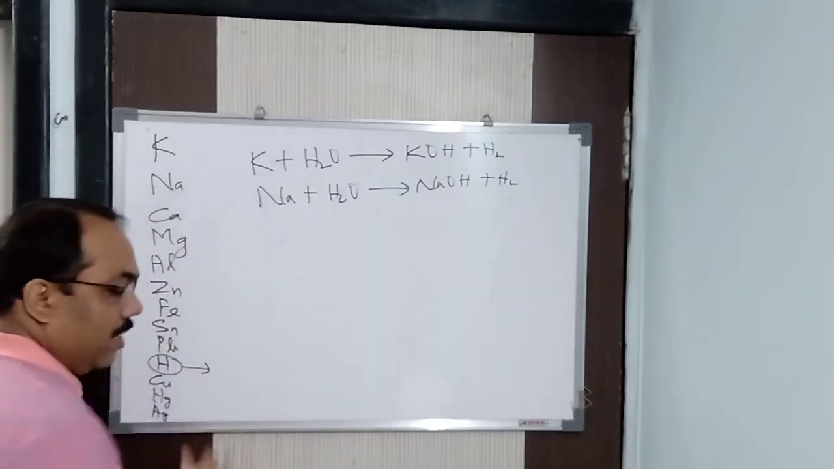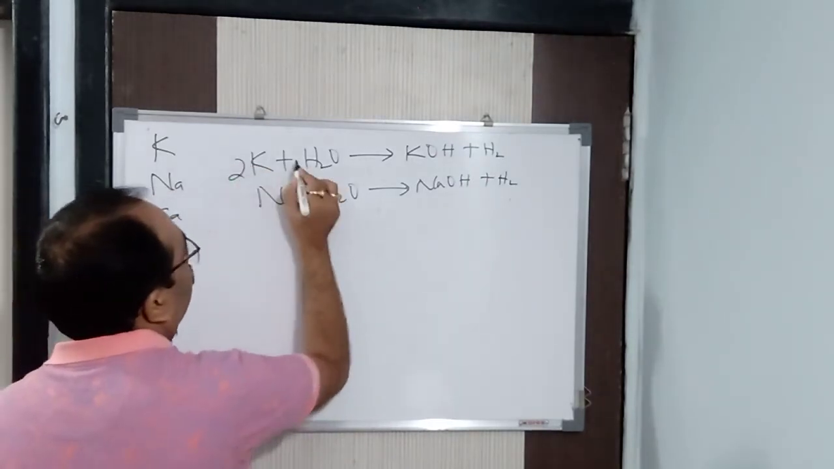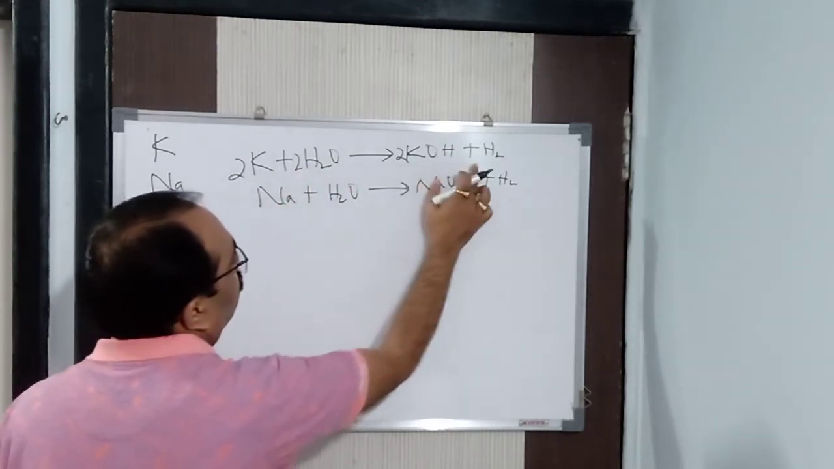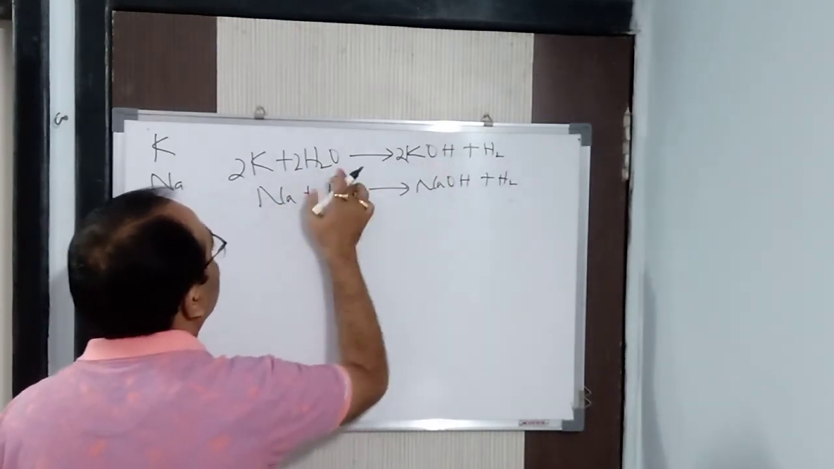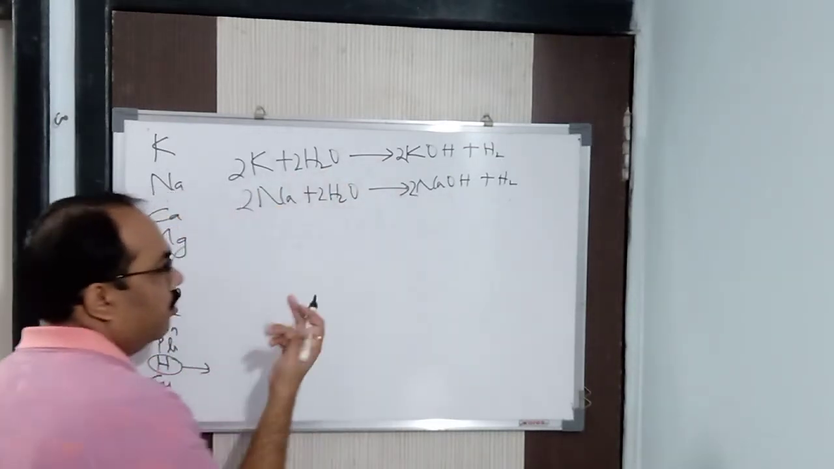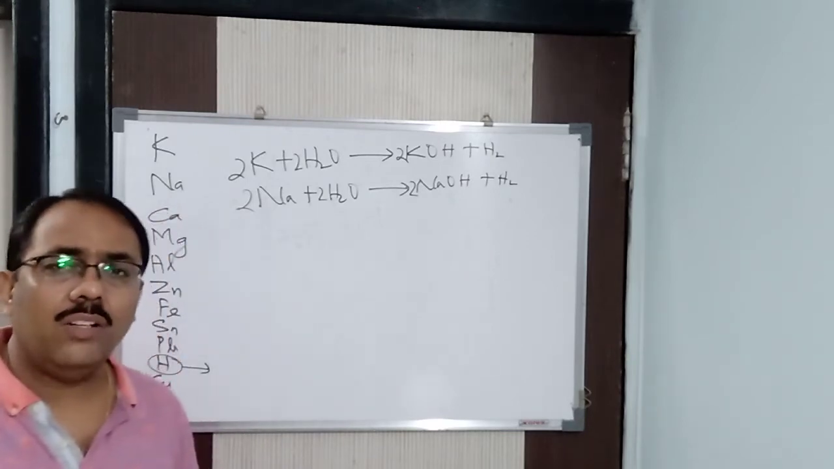Alright, you can also balance this equation. You need to balance it also. It's very easy: 2K plus 2H2O will give you 2KOH plus H2. Hydrogen is 4 here, and hydrogen is also 4 there; oxygen is 2, oxygen is 2. This is done. The same thing we are going to do here also. Finished. So easy.